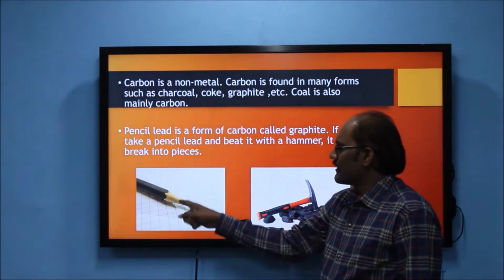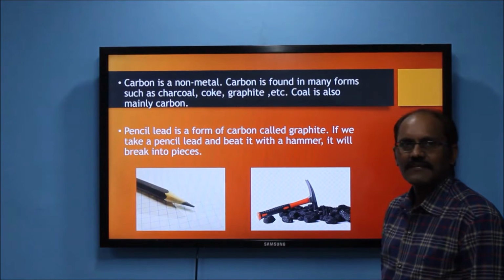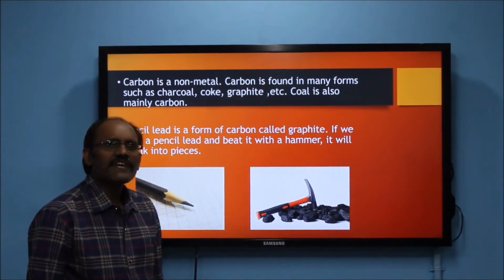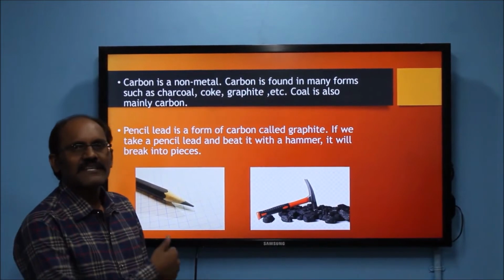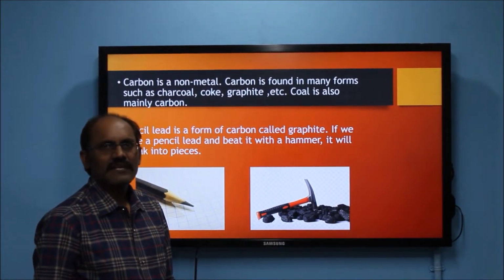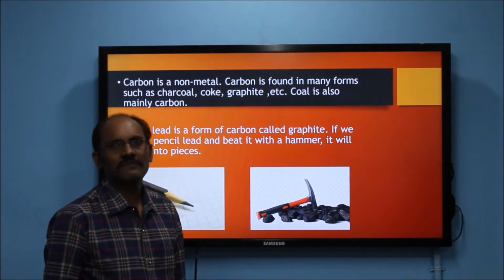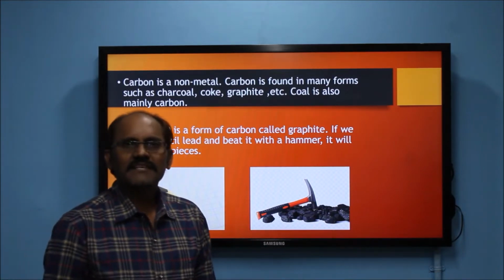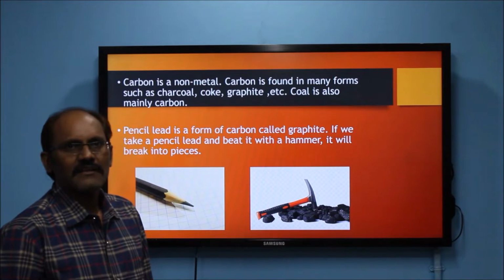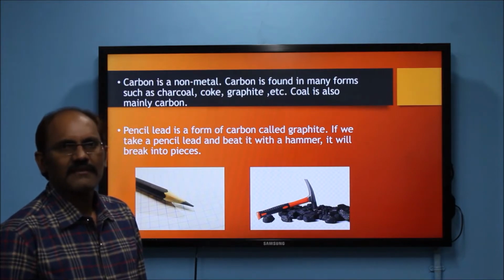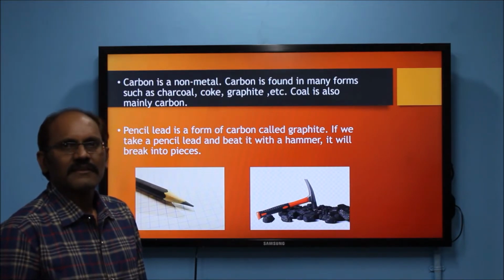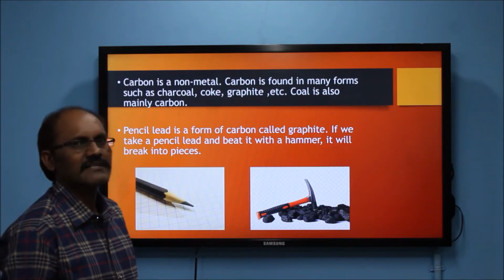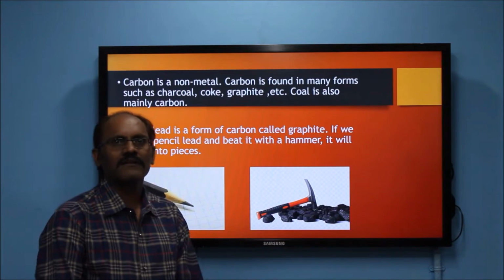Now, pencil lead. Pencil lead is nothing but graphite. If we beat the pencil lead with a hammer, it will be broken into small pieces. So pencil lead, which is a form of graphite, a carbon, is not malleable. So, non-metals are not malleable.